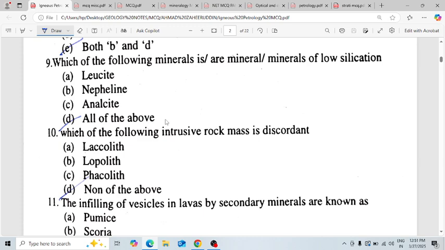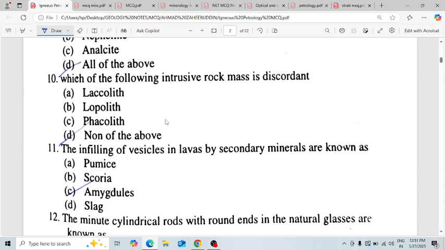Which of the following intrusive rock mass is discordant? Okay, discordant is batholith, I guess. Laccolith, lopolith, phacolith, all of these are concordant. Dikes are discordant. The infilling of vesicles in lavas by secondary minerals are known as amygdales.